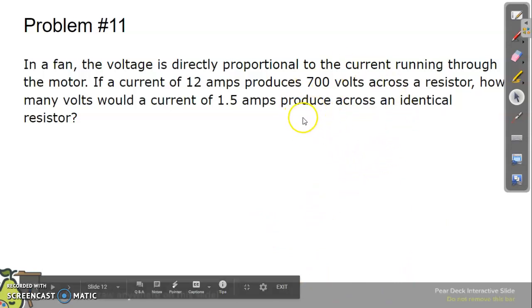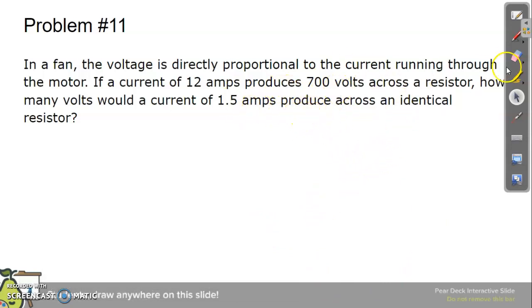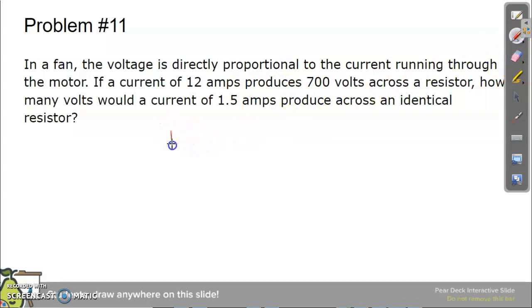So whenever you're doing this, guys, let's go ahead and solve it. So we now have 12 amps over 700, and then it says how many volts would a current of 1.5 amps. So 1.5 goes right here. That means we need to figure out how many volts it produces. So let's go ahead and cross multiply because we need to know what x is, right? So let me go ahead and start that.